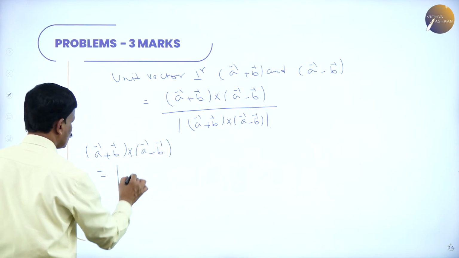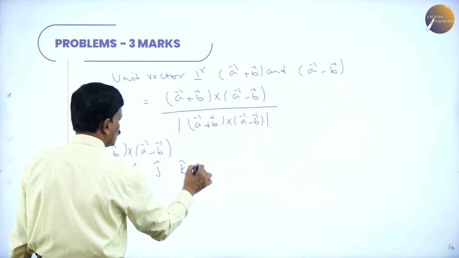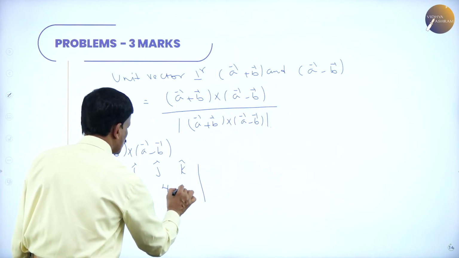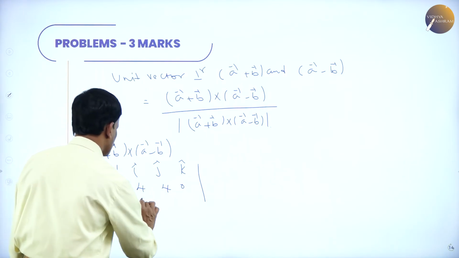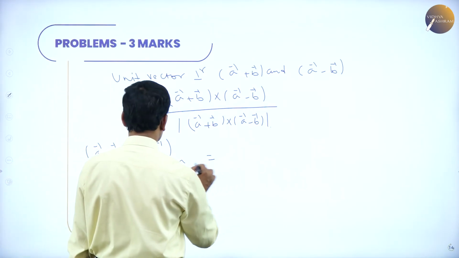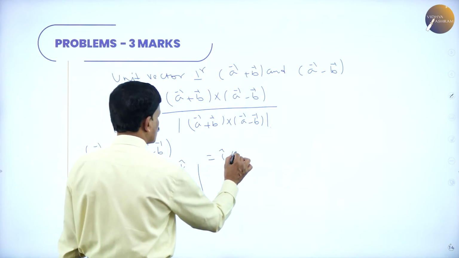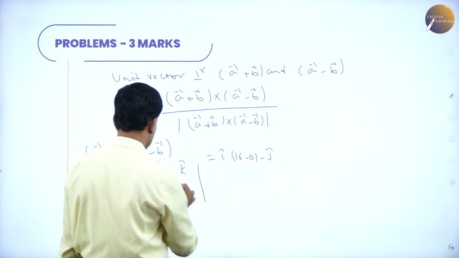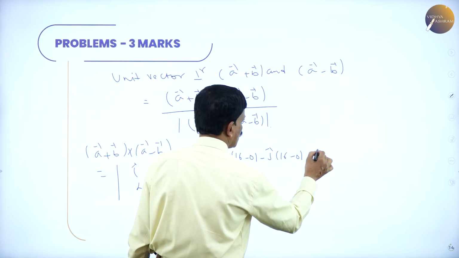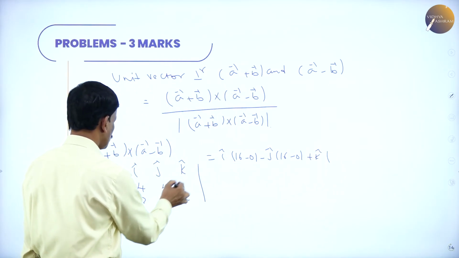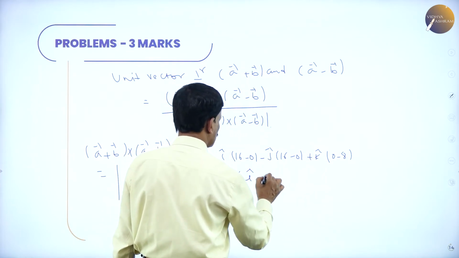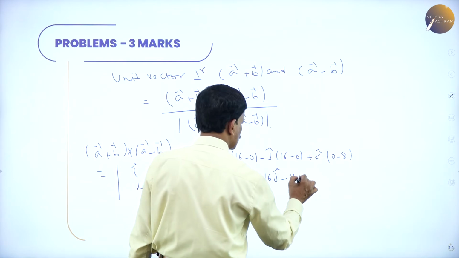Now the cross product of these two vectors, with i, j and k. What are the vectors? For a plus b, 4, 4 and 0. For a minus b, 2, 0 and 4. Okay, simplify this. We get i into 4 fours are 16 minus 0, minus j into 4 fours are 16 minus 0, plus k into 0 minus 8. So this is equal to 16i minus 16j minus 8k.